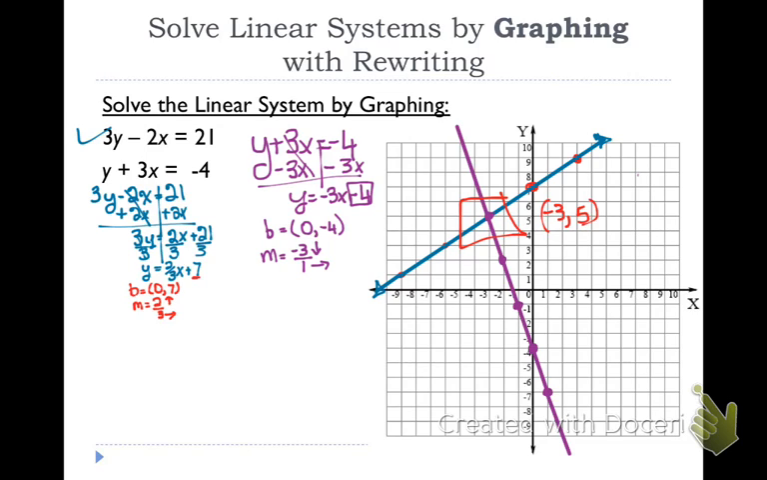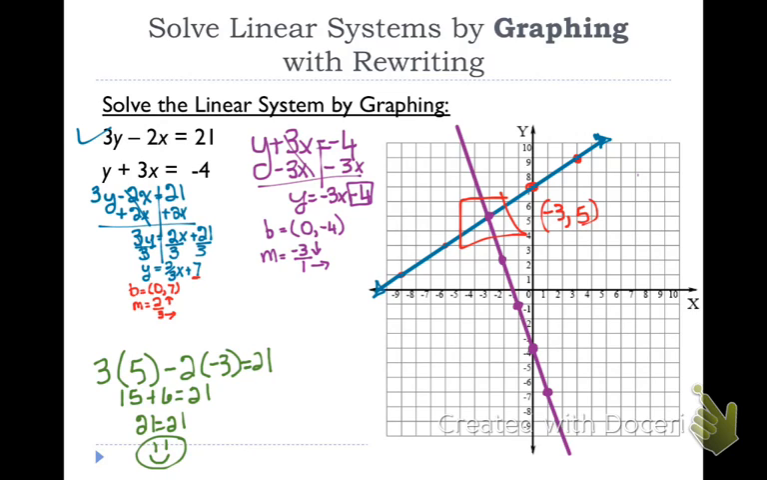So I'm going to come over here and I'm going to check and make sure that (-3, 5) is a solution to both of these equations. By putting in 5 for y, I'm using my first equation, and for x -3, and solving that. And sure enough, that gives me a valid solution. So yes, that is a solution to that equation.